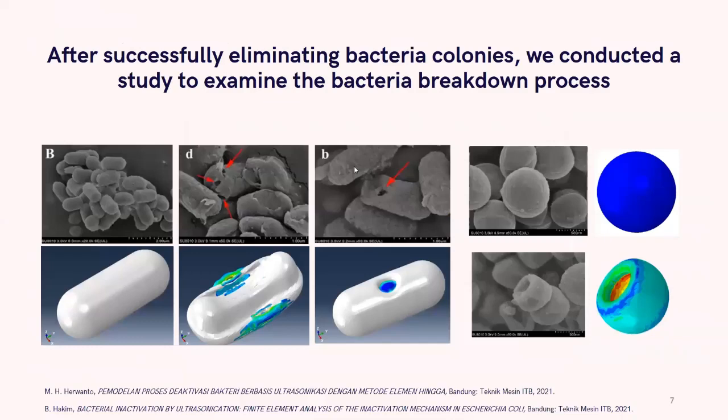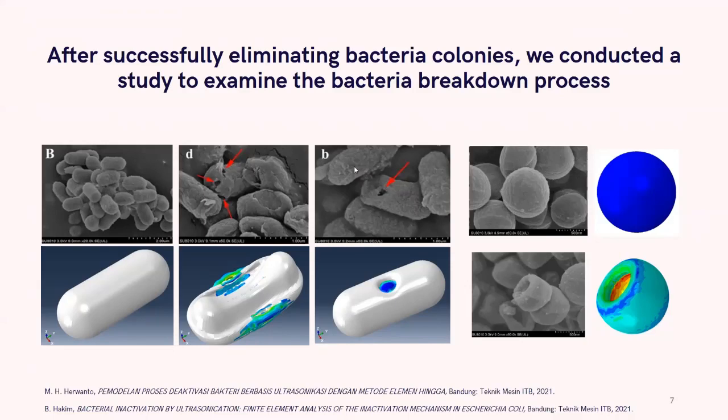To improve the ultrasonicator, we need to study the behavior of bacteria under stress. Thus, we conducted a study to examine the bacteria breakdown process. The study is conducted using Abaqus, a finite element analysis software. The rod-shaped model is E. coli, while the sphere-shaped model is Bacillus subtilis.